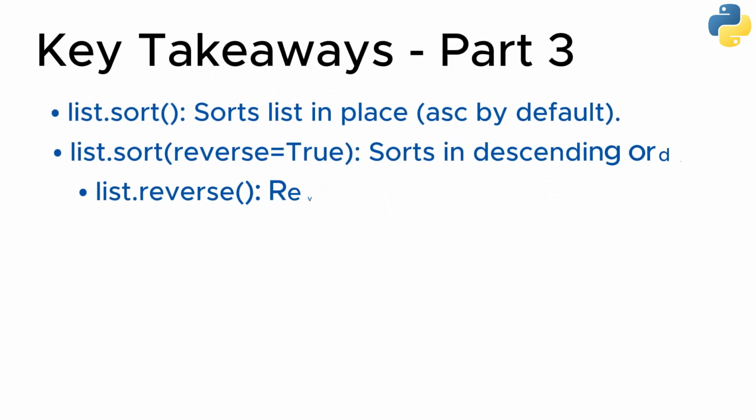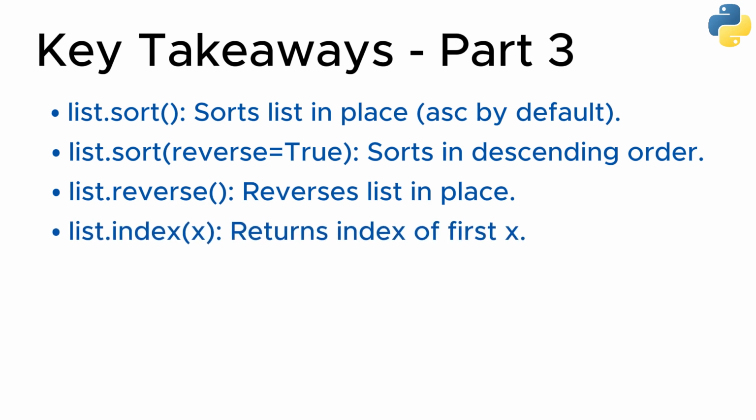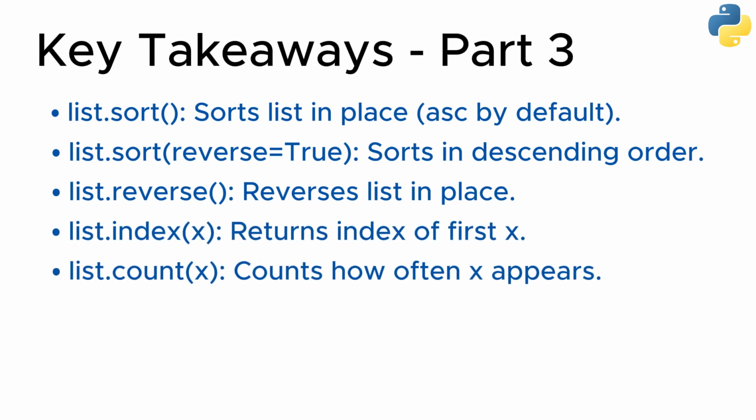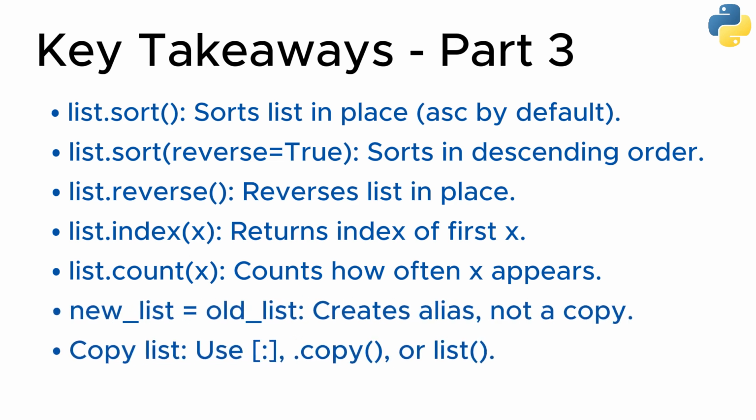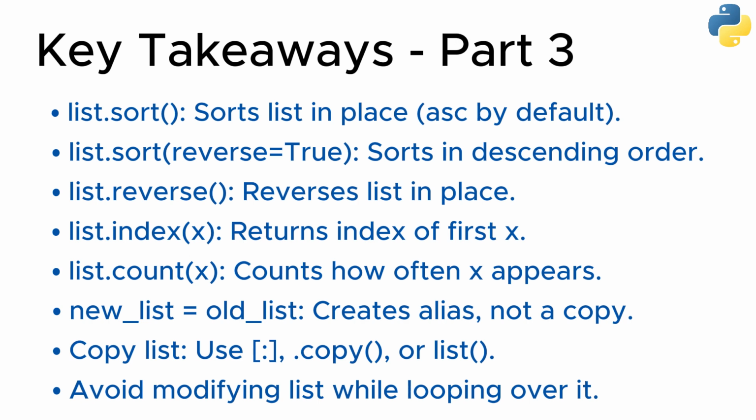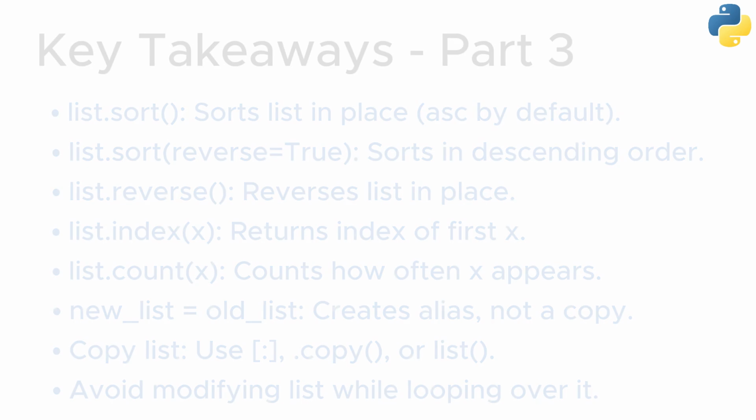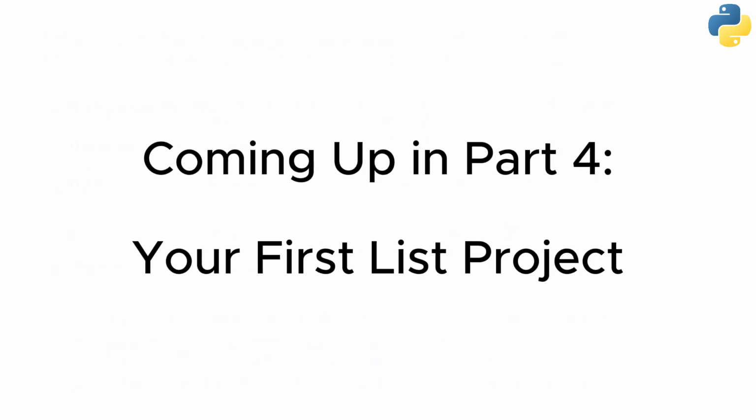Great job! We've added more tools to our list management toolbox. You learned how to sort and reverse lists, find the position of items with index, count items with count, and critically, how to make proper copies of lists to avoid unexpected changes due to aliasing. We also briefly touched on common mistakes like modifying while iterating and the difference between shallow and deep copies. We've covered the fundamentals and key operations. Now it's time to put this knowledge to work.